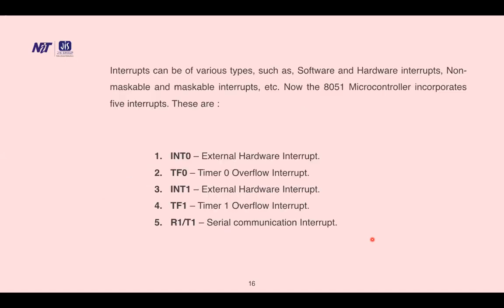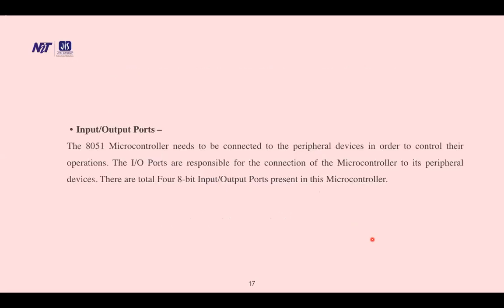Interrupts can be of various types, such as software and hardware interrupts, non-maskable and maskable interrupts, etc. Now, the 8051 microcontroller incorporates 5 interrupts. These are INT0, external hardware interrupt; TF0, timer 0 overflow interrupt; INT1, external hardware interrupt; TF1, timer 1 overflow interrupt; and RI or TI, serial communication interrupt.